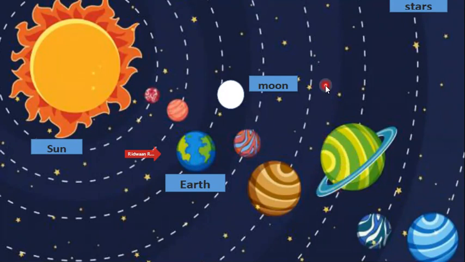Good. So this is what we will find in space. We will find different planets in space. In total, we have 8 planets. 1, 2, 3, 4, 5, 6, 7, 8 planets. And we live on planet Earth. Where do we live on? Planet Earth. And planet Earth is in space.